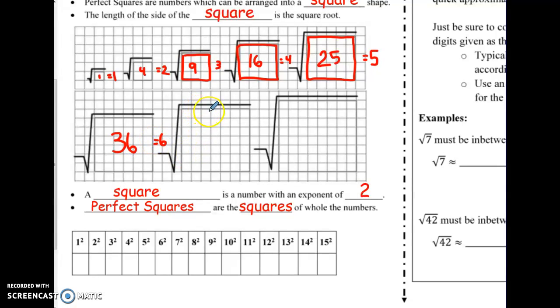This, I believe, has 7, 4, 5, 6, 7. Yep, so this has got a 49. 7 times 7, square root of 49 is 7. And I believe this one has room for 8 going across and down. So 8, let's see, that would be 64 boxes.